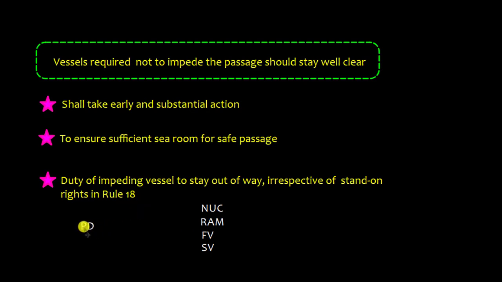Say, for example, that says the power-driven vessel will keep clear of NUC, RAM, fishing vessel and sailing vessel in this order. Then the sailing vessel will keep clear of NUC, RAM and fishing vessel. And then the fishing vessel will keep clear of NUC and RAM. However, a vessel which is required not to impede the passage should stay well clear. This is given in Rule 8, Rule 9 and also some reference in Rule 10 as well.